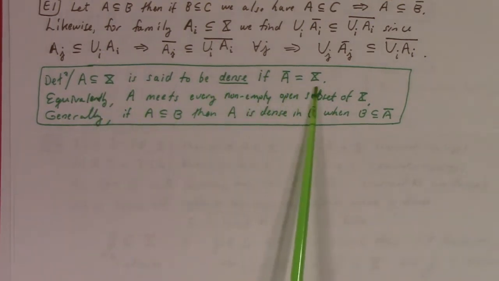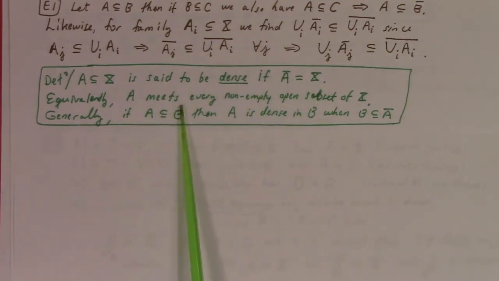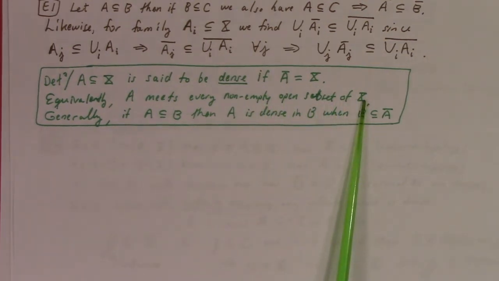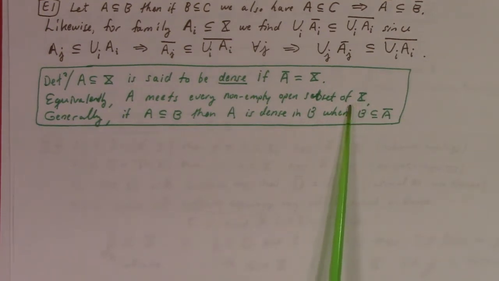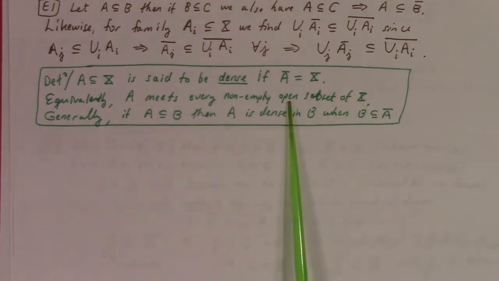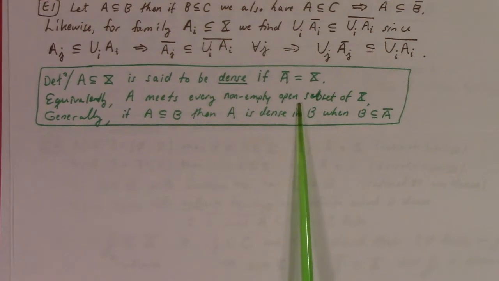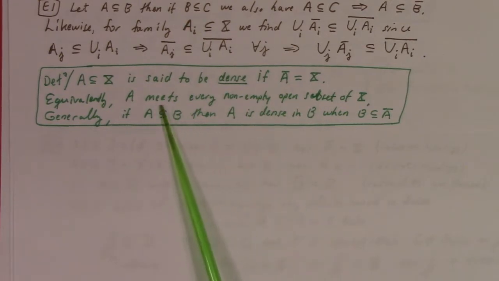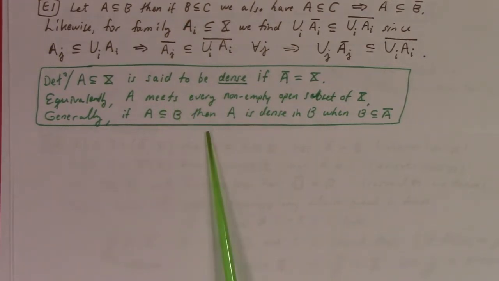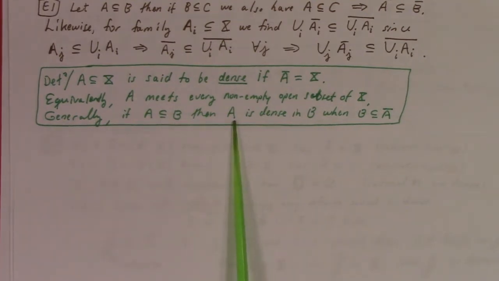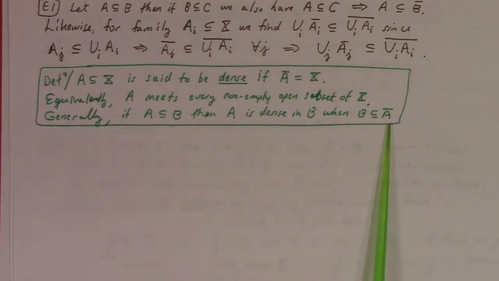A subset is said to be dense if the closure of the set is the whole space. Equivalently, A meets every non-empty open set of X. So if you have an open set in the topology, and you look at a dense set, if you intersect that open set, as long as it's not the empty set, there's got to be at least one point in the intersection. That's what it means to meet a set, okay? To meet means the non-empty intersection. So generally, likewise, if we have A as a subset of B, then to say A is dense in B means that the closure of A contains B.